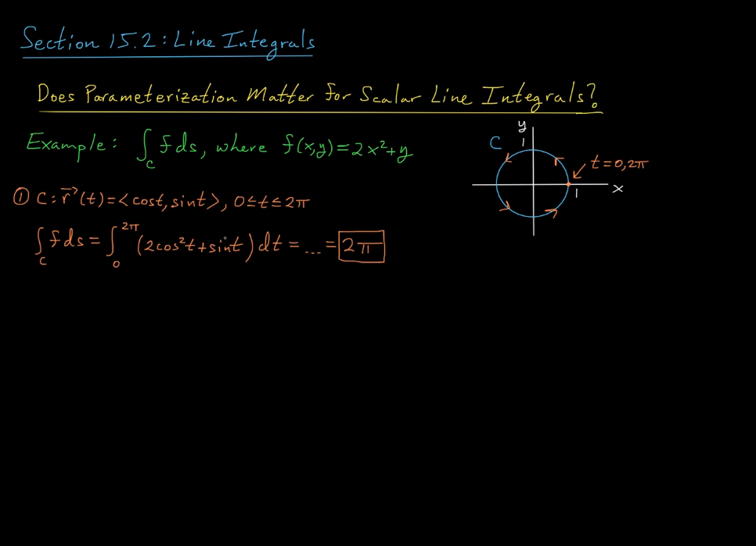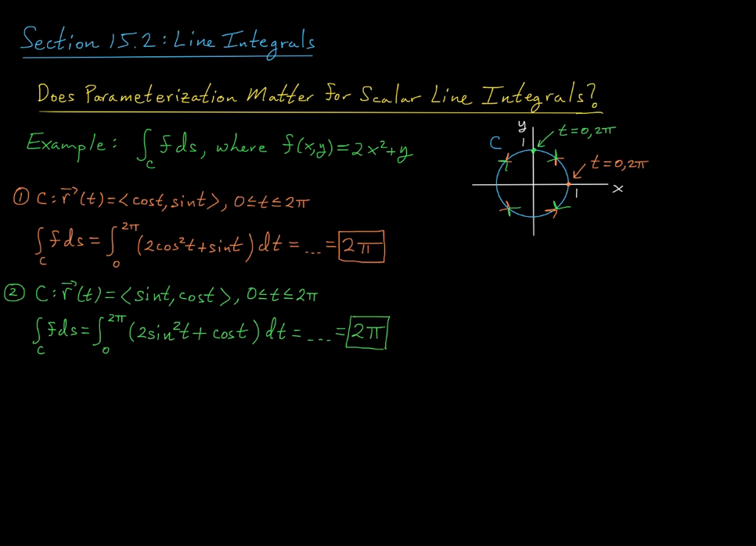Now, ds will just equal dt here because the derivative vector, which is minus sine comma cosine, has unit length. And integrating this expression from 0 to 2 pi winds up turning out to be 2 pi for the value.